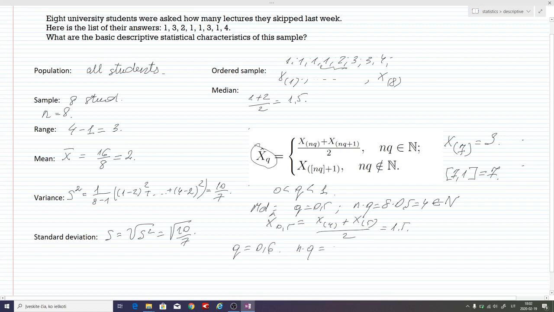If we want to compute a quantile of the level 0.6, we compute the product of n and q again, and we obtain 4.8, which is not an integer, so we are in the second case of the formula. Therefore, the quantile of the level 0.6 is the 5th value of the ordered sample, and is equal to 2. This means that 60% of the values in the sample are not larger than 2.